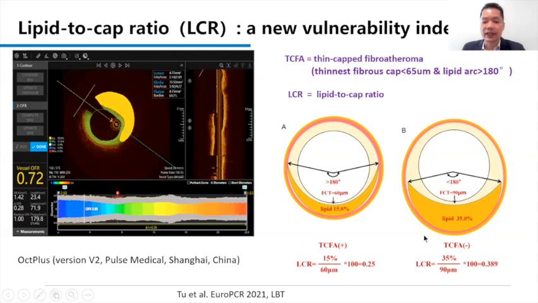The higher the LCR, the higher the risk. The LCR is defined by the lipid plaque burden divided by the cap thickness. So case B has a higher LCR compared to case A. So case B has a higher risk. So we think that this would be a better index to assess plaque vulnerability from OCT.